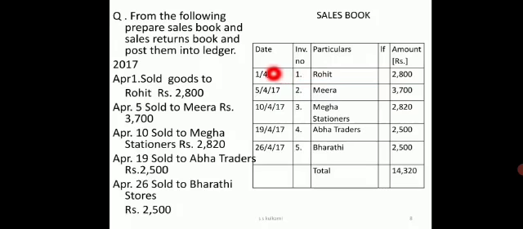So here the invoice number will just be written as 1, 2, 3, 4, 5. So the sales book will be ready. Total of 14,320 has been made as sales during the year April 2017.